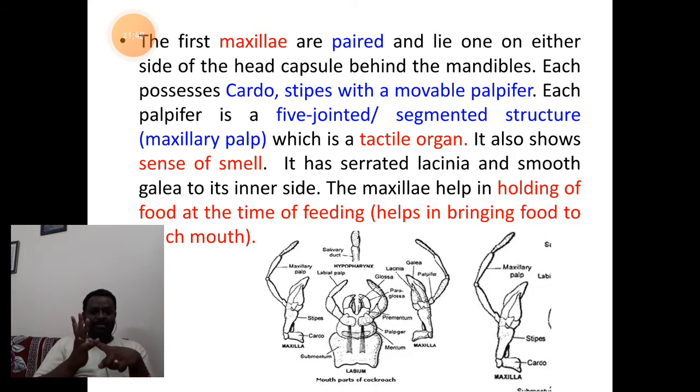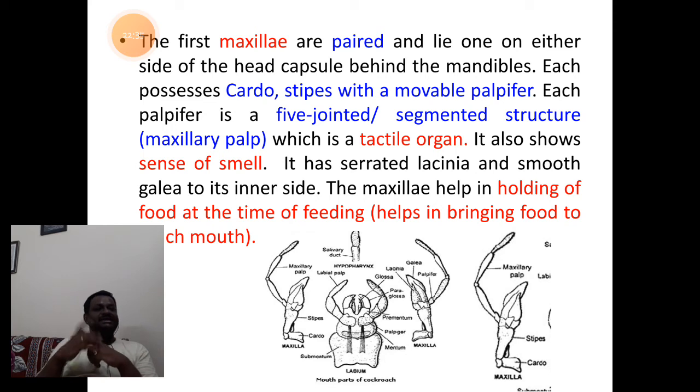So after understanding the labrum, then epipharynx, and the third part mandible, the fourth part we understand is the maxillae. Maxillae are also called first maxillae. They are paired structures generally seen on either side of the mandibles. So here in the picture, you can see down the two structures which are extended. Right towards the right extremity, you have one of the maxillae which is enlarged and separated.